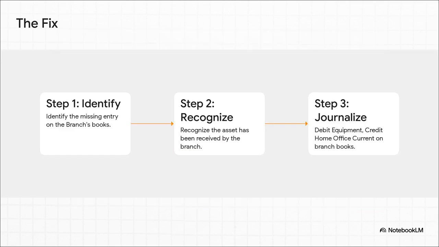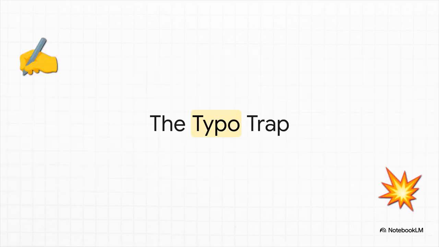It's this simple three-step process. First, you spot that something's missing on the branch's side. Second, you confirm, yep, the equipment is actually there. And third, you just journalize it. You debit equipment for $50K to get it on the books, and you credit home office current for $50K to show that the branch is now accountable for it. Boom! Balance restored.